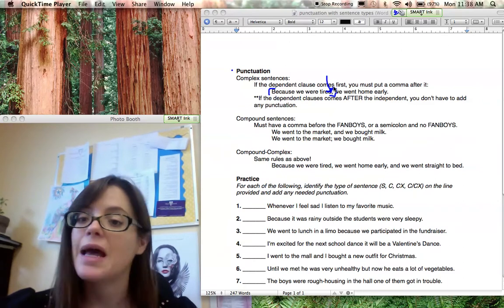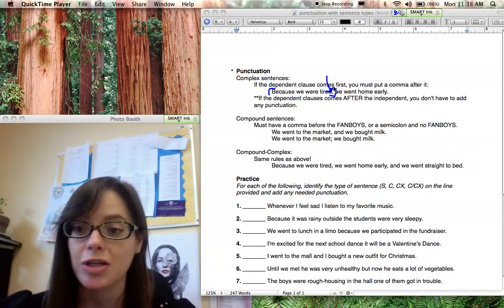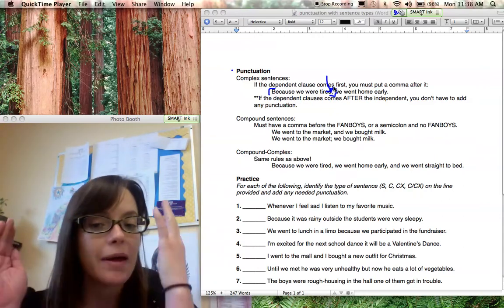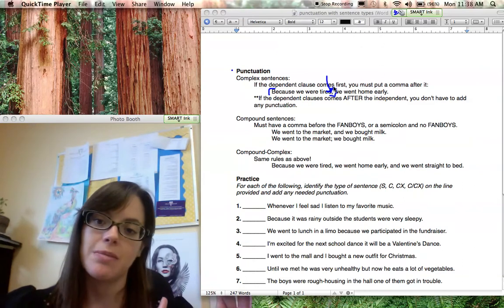before I go into my independent clause. Now, if the dependent clause comes after the independent clause, you don't have to worry about adding any punctuation. All you have to worry about is if my dependent clause is first in the sentence, then I've got to put a comma before I start my independent clause.